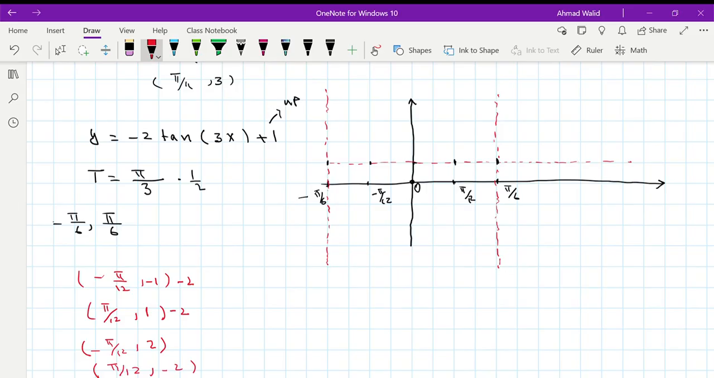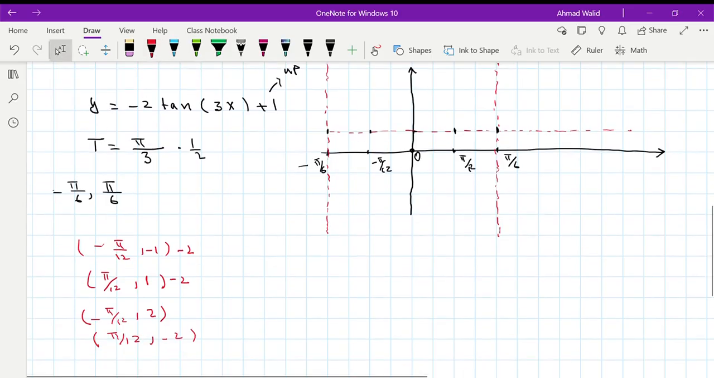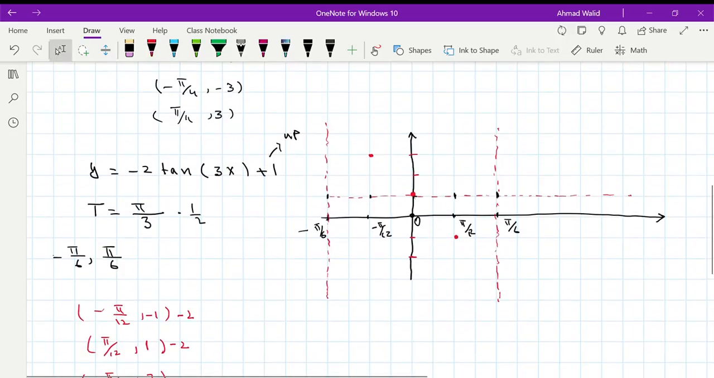You see, actually the graph is kind of flipping. At negative pi over 12, you have positive 2. From here, your 0 is now here. Your 0 is on your vertical shift. At positive pi over 12, you have negative 2. And easily now you can graph tangent.